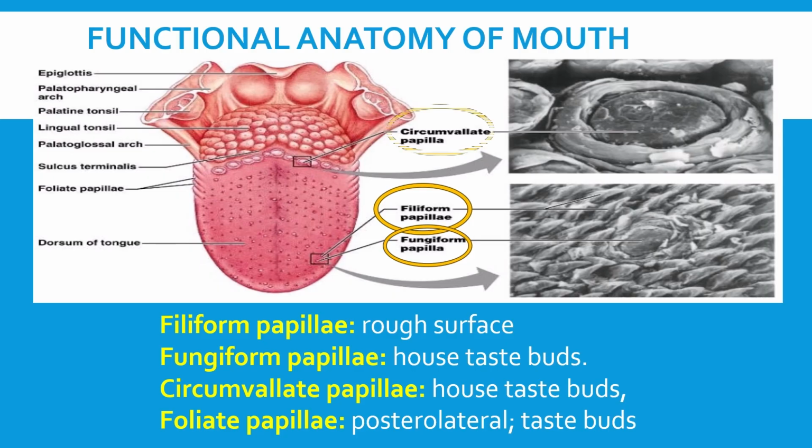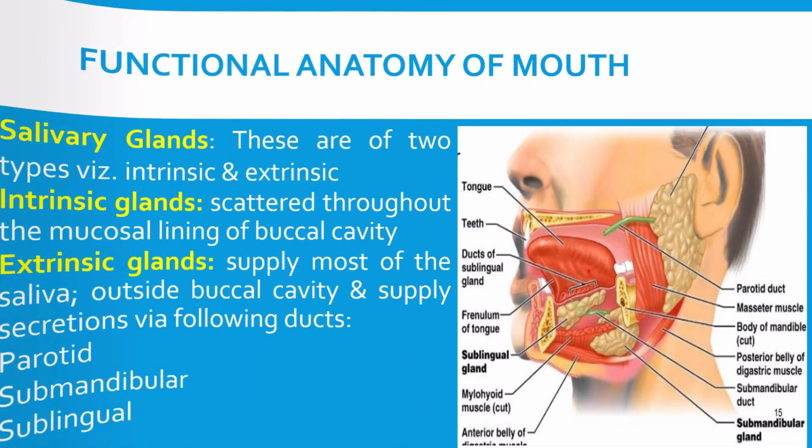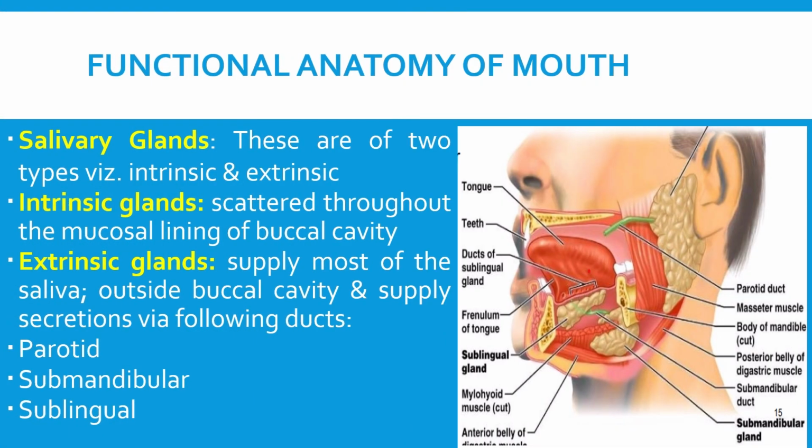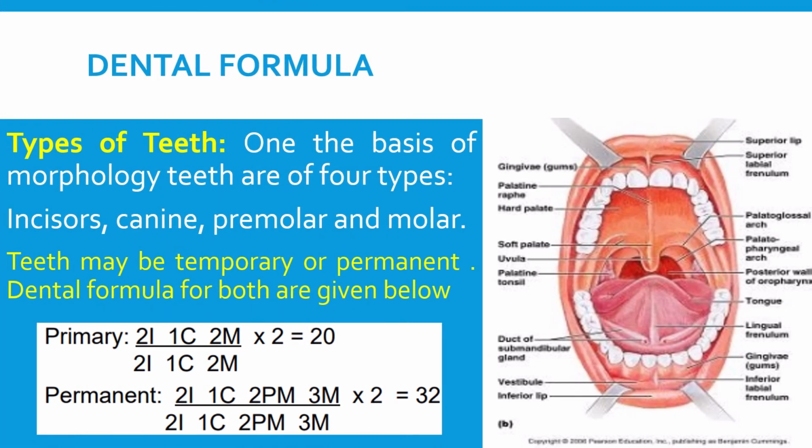The next part of the digestive system is the salivary glands. They play an important role in digestion of food. These are of 2 types, intrinsic and extrinsic. Intrinsic glands are scattered throughout the mucosal lining of the buccal cavity, while extrinsic glands supply most of the saliva outside the buccal cavity and supply secretions via ducts like the parotid, submandibular and sublingual ducts.